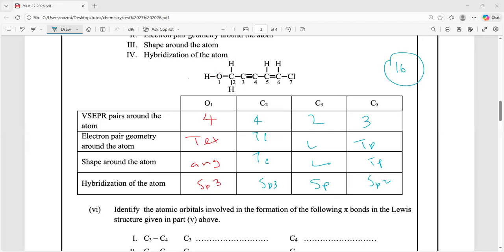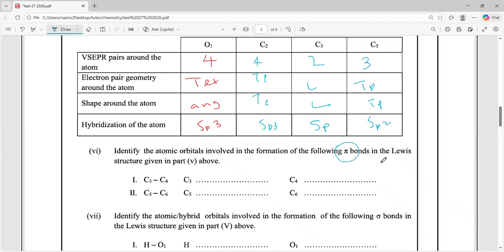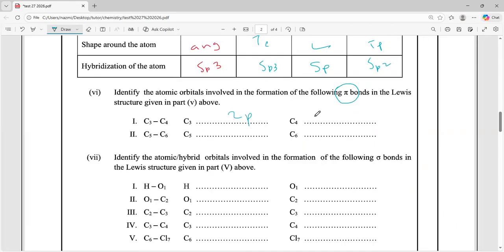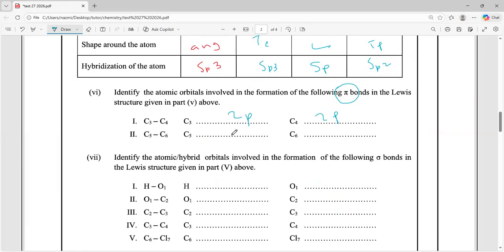Next one. Identify the atomic orbitals involved in the formation of the following pi bonds in the Lewis structure given in part 5 above. They are asking about the pi bonds. Now you know that hybrid orbitals do not form pi bonds. Only atomic orbitals are involved in the formation of a pi bond. C3 and C4: you can see it's second period, so 2p, 2p. Then C5 and C6: 2p, 2p.